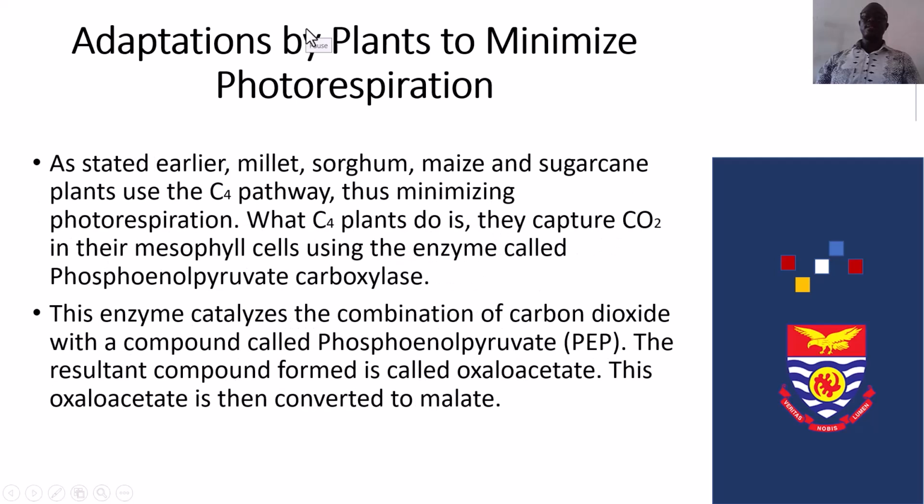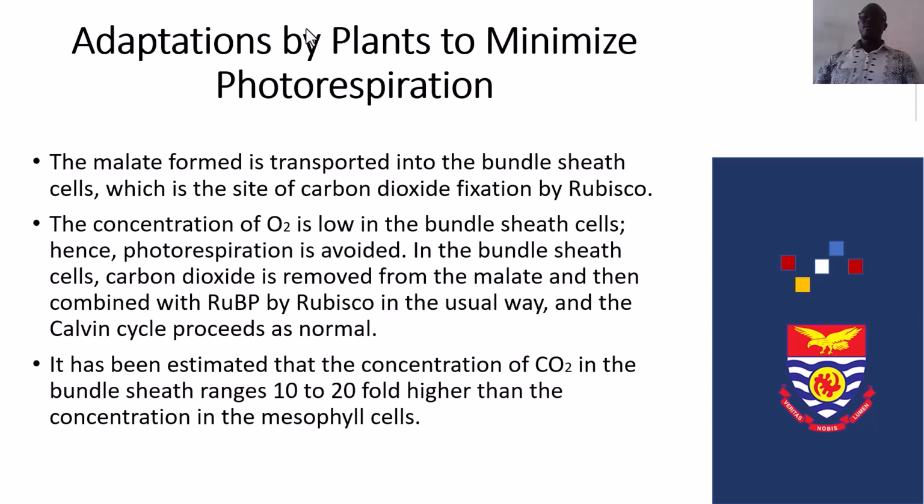As stated earlier, millet, sorghum, maize, and sugarcane plants use the C4 pathway, thus minimizing photorespiration. What C4 plants do is capture carbon dioxide in their mesophyll cells using the enzyme phosphoenolpyruvate carboxylase. This enzyme catalyzes the combination of carbon dioxide with a compound called phosphoenolpyruvate (PEP). The resultant compound formed is called oxaloacetate. This oxaloacetate is then converted to malate. The malate formed is transported into the bundle sheath cells, which is the site of carbon dioxide fixation by Rubisco.